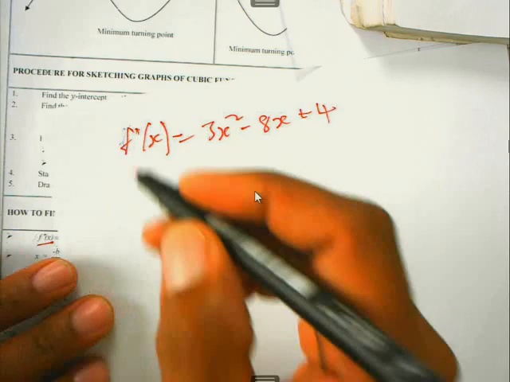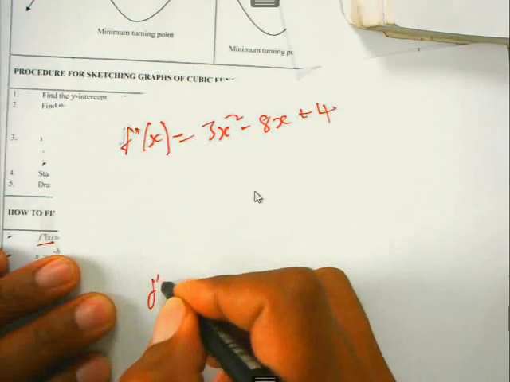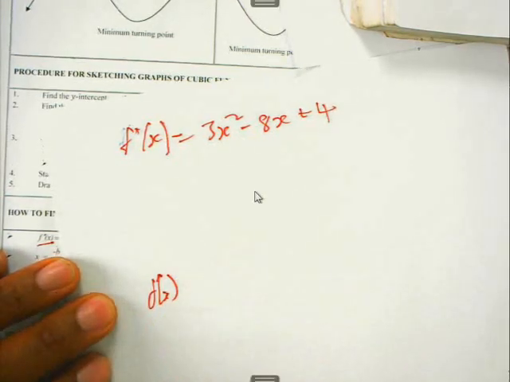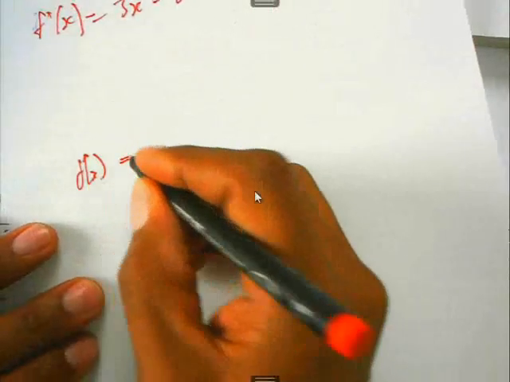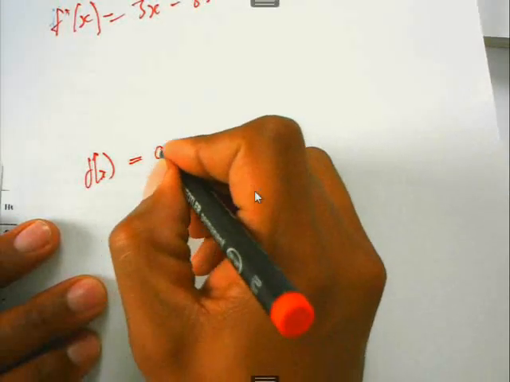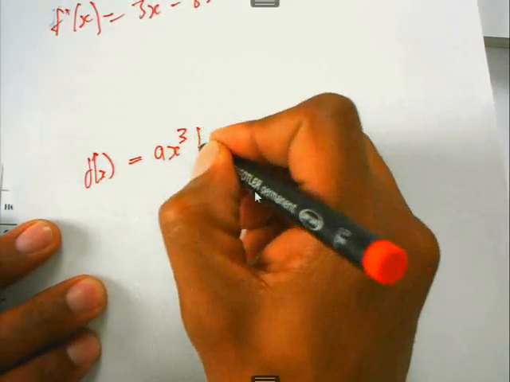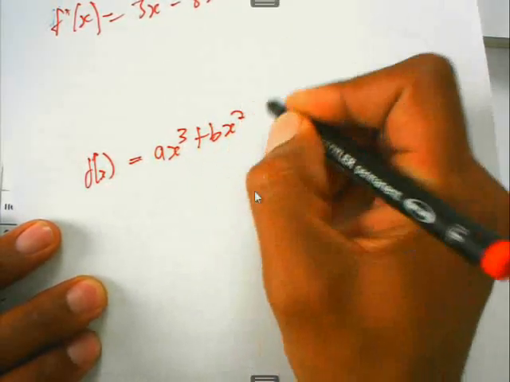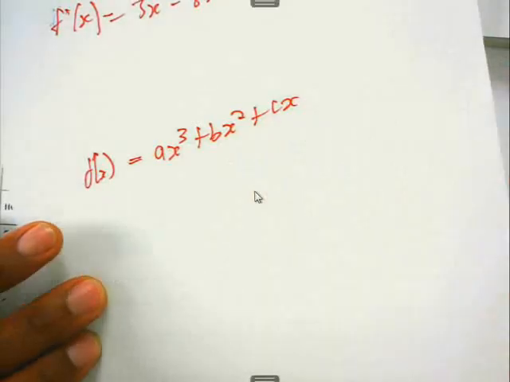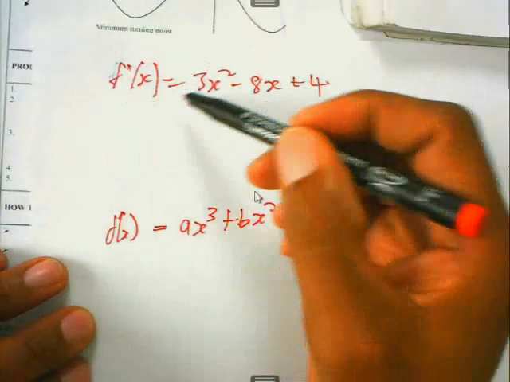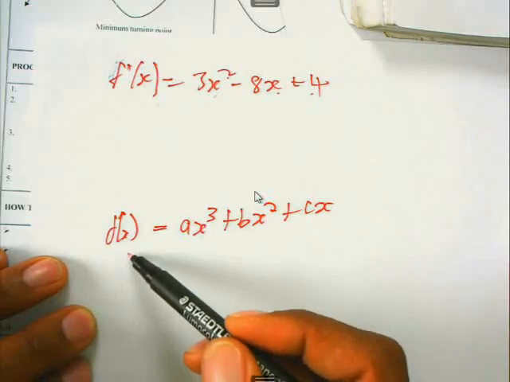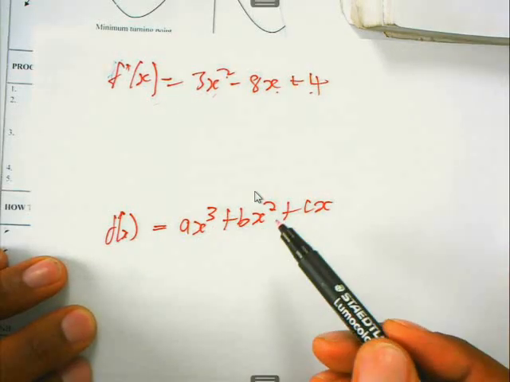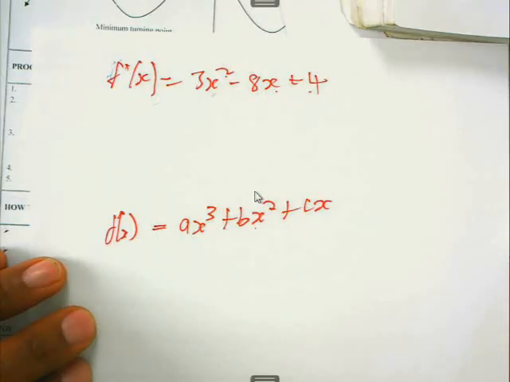Now, you want us to take this back to what? To f of x. Is that correct? Yes, it's very important, right? But you must remember that f of x is equal to ax to the power of 3 plus bx squared plus cx. It's very important. f prime of x is equal to 3x squared minus 8x plus 4. And then f of x is equal to ax to the power of 3 plus bx squared plus cx.